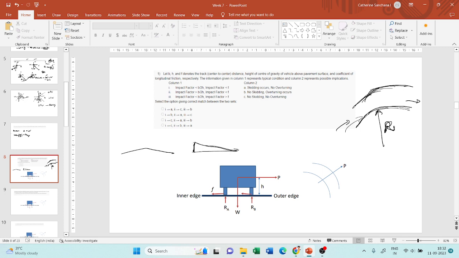It will be lifted at one end, maybe this end or this end, depending on the direction of the horizontal curve, because the vehicles will be pulled outside. The vehicles will be pulled outside when you're trying to traverse along a curve, right? So in order to take care of that, they would have provided super elevation on the curve.